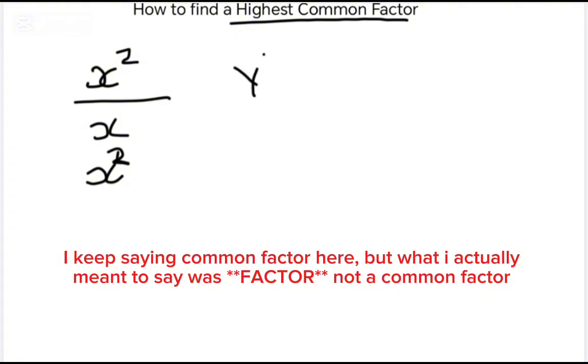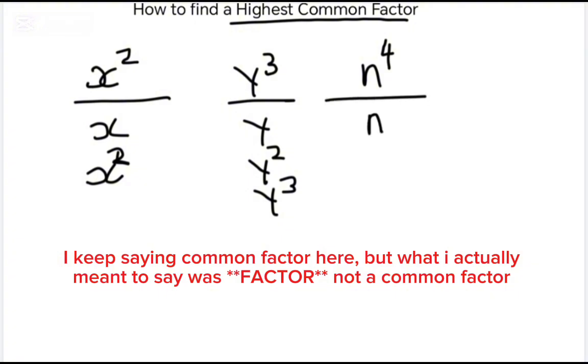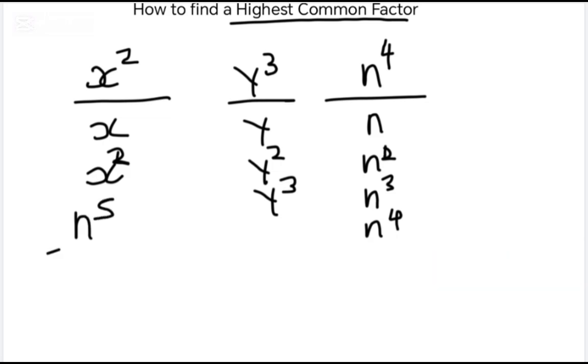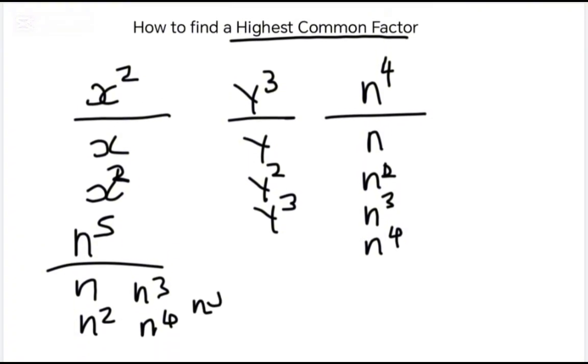Let's say you have y cubed. The factors of this one are going to be y, y squared and y cubed, and you're done. Let's say you have n to the power 4. The factors of this one are going to be n, n squared, n cubed, n to the 4. To find the factors of a variable, it is very, very easy. You just have to list them from 1 up until where it ends. For example, n to the 5 is going to be n, n squared, n cubed, n to the 4, and n to the 5. So this is how to find the highest common factor.